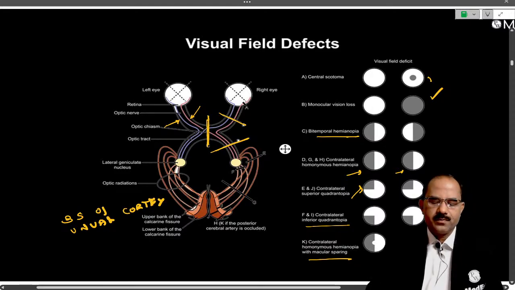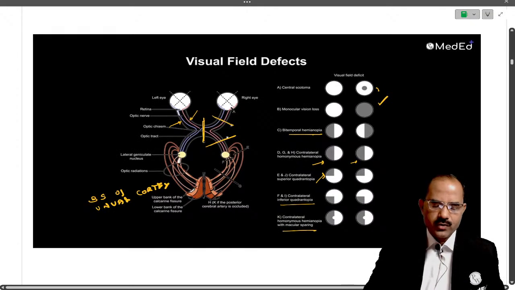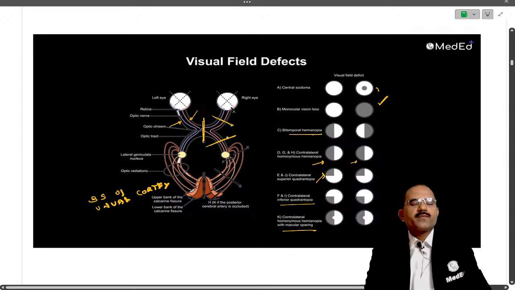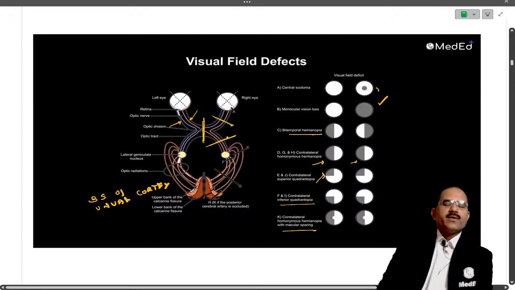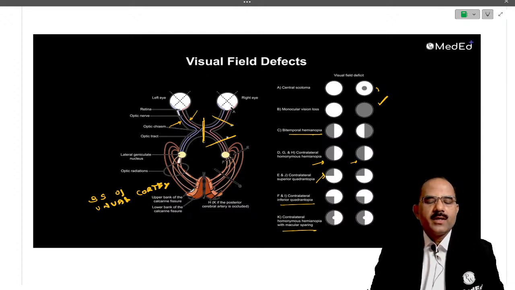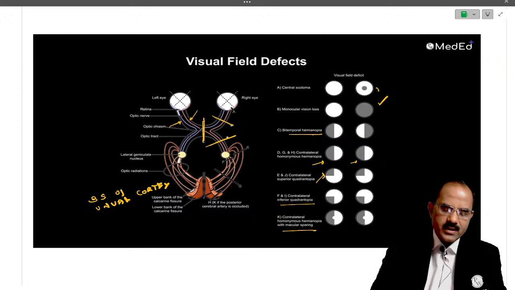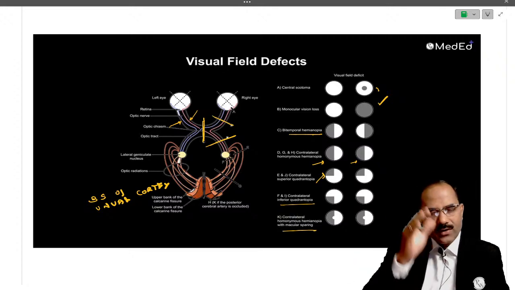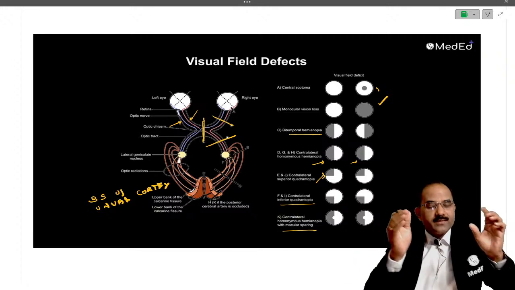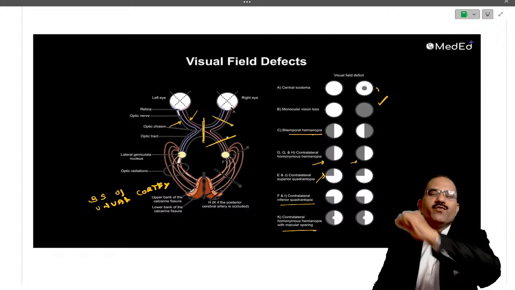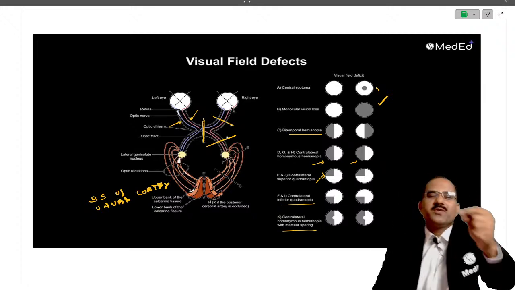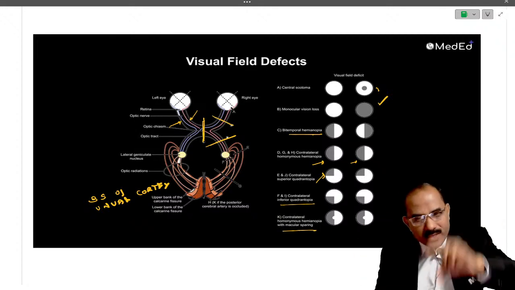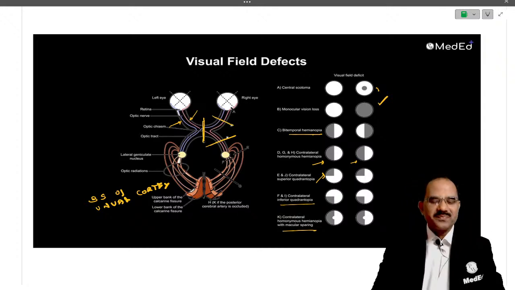Answer this MCQ. Blood supply of the visual cortex. Yes, very good. The blood supply of the visual cortex is going to be the posterior cerebral artery. Yes, the posterior cerebral artery is going to supply the visual cortex, but there's some other artery also involved. So if there's a thrombosis of posterior cerebral artery, there's blindness with macular sparing.